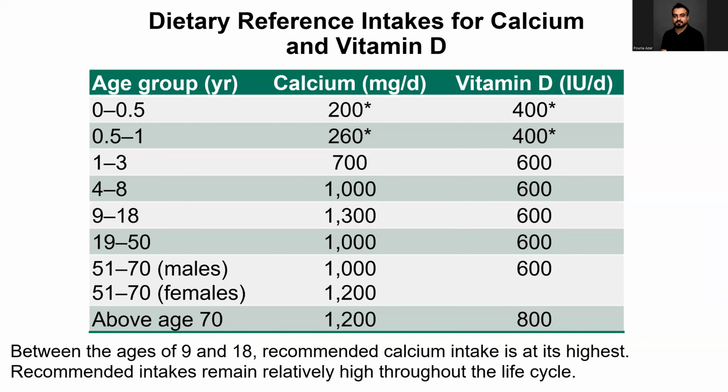And we have dietary reference intake for calcium and vitamin D. Remember, you don't need to memorize these numbers. This is just for your information. At the bottom of the table, there's an important point. Between the ages of 9 and 18, recommended calcium intake is at its highest, and recommended intakes remain relatively high throughout the life cycle. We have calcium in milligrams per day and vitamin D in international units per day for different age groups.